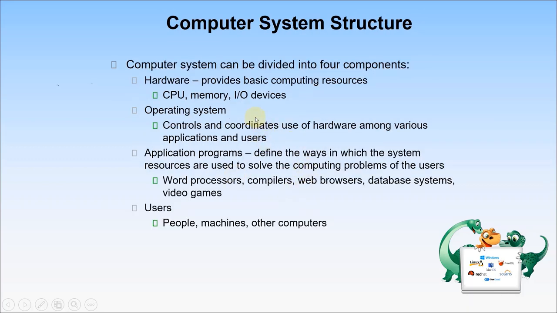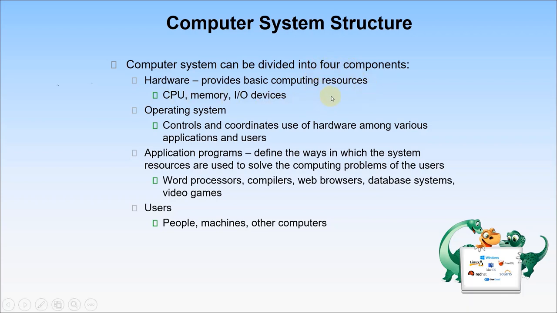Next would be computer system structure. Basically, your computer system is divided into four components: hardware, operating system, application programs, and users. The hardware is any tangible component in a computer system, so it provides basic computing resources.